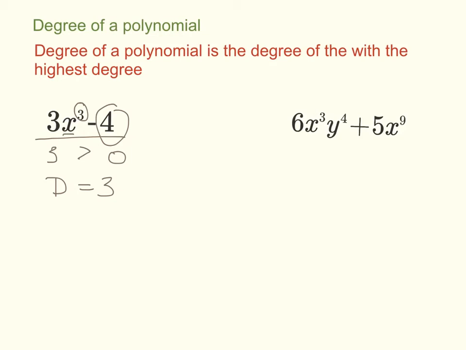In example 2, we're going to tackle it the same way. First, find the degree of each term, and then see which one's bigger. Two variables in this first term, x to the third and y to the fourth. So 3 plus 4 is 7. So the degree of the first term is 7. Now our second term is 5x to the 9. So x to the 9, we know that the degree of that term is 9. Which one's bigger, 7 or 9? Well, 9 is bigger. So the degree of this polynomial is going to be 9.